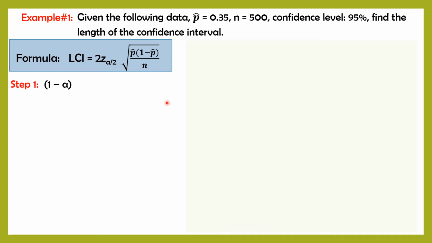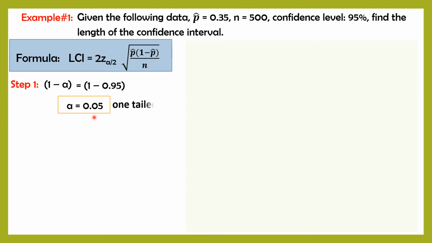And then, ang ating unang step, we have to find the alpha. So, para makuha natin ng alpha, yung ating confidence level na 95% or that is 0.95, ay susubtract natin yan dito sa 1. So, 1 minus 0.95. Yung 95%, ang decimal number niyan ay 0.95. So, pag sinubtract natin itong dalawa, ang alpha natin ay 0.05.